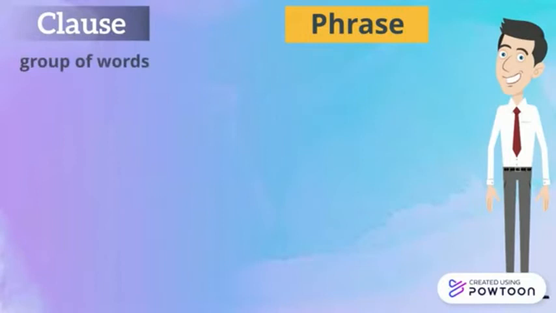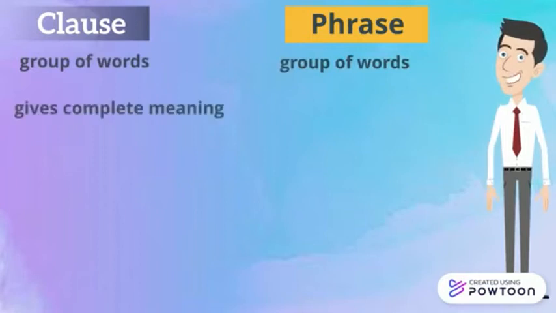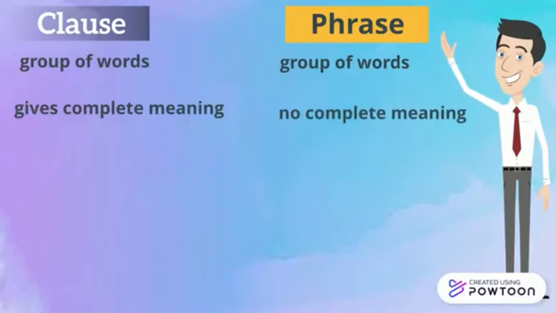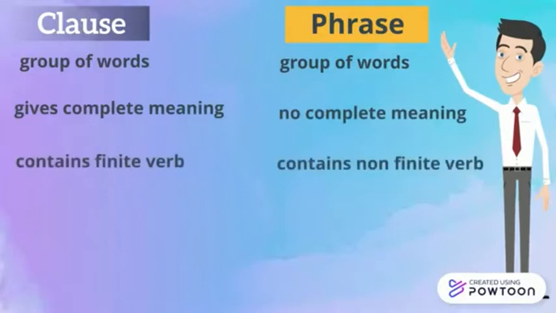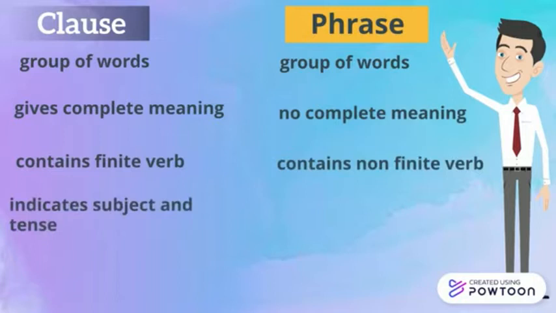A clause is a group of words. A phrase is also a group of words. A clause gives complete meaning. A phrase has no complete meaning. A clause contains a finite verb. A phrase contains a non-finite verb. A clause indicates subject and tense. A phrase doesn't indicate subject and tense.